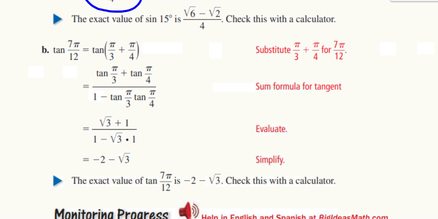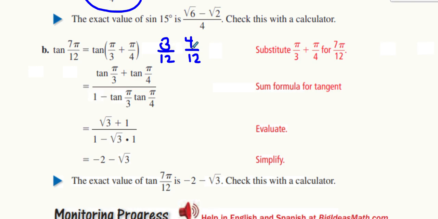Here's tangent. Tangent's formula is the most complicated. So again, they broke up 7 over 12. So again, you have to think about what can we use with 12s. Okay, so we need these to add up to 7. So we could use 3 and 4.